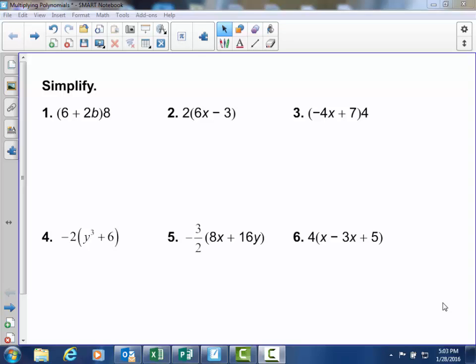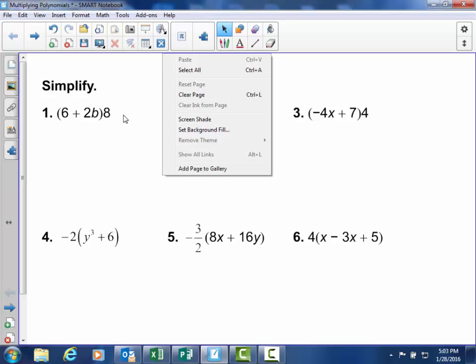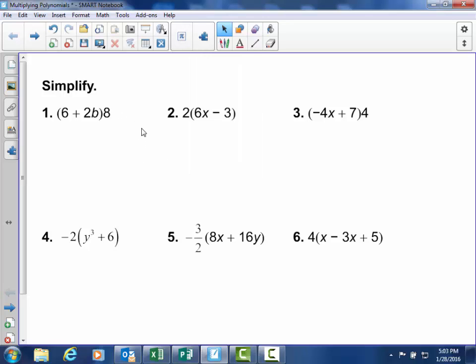Right, so today we're going to be continuing our conversation about multiplying polynomials. Okay, so here are some sample questions like we had yesterday on the worksheet. So hopefully you remember what it was you were supposed to do. You have parentheses, you have a number outside, that's distributive property.